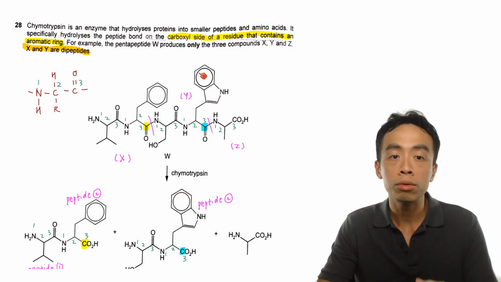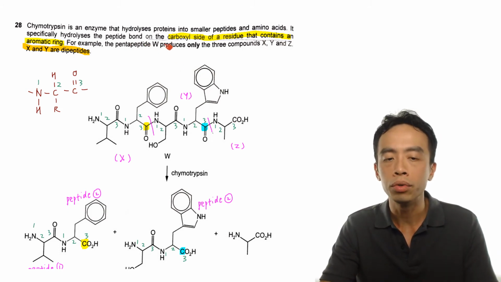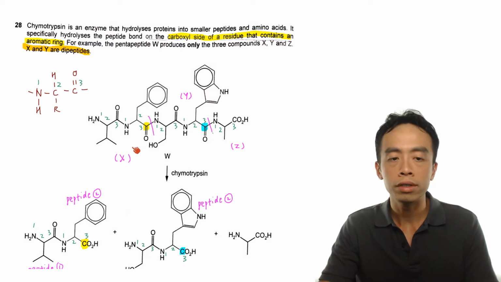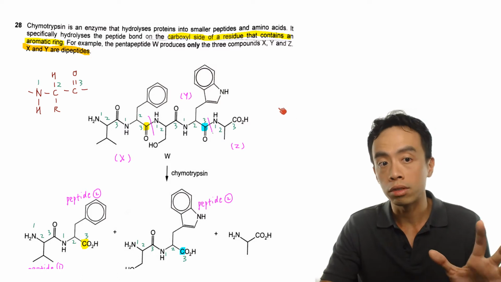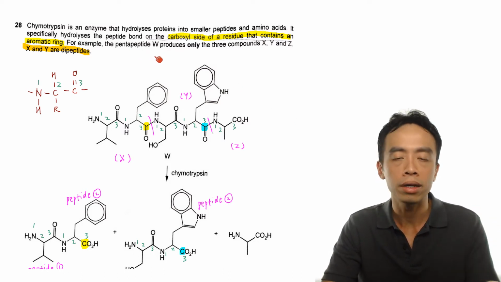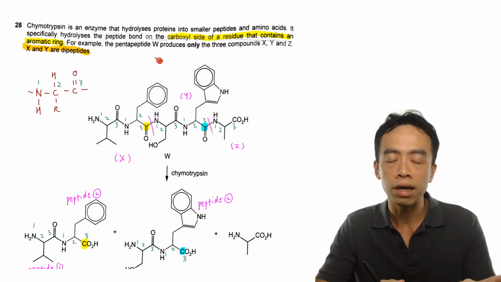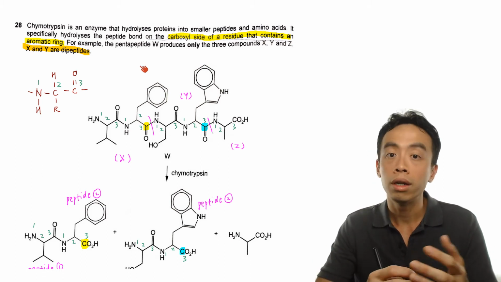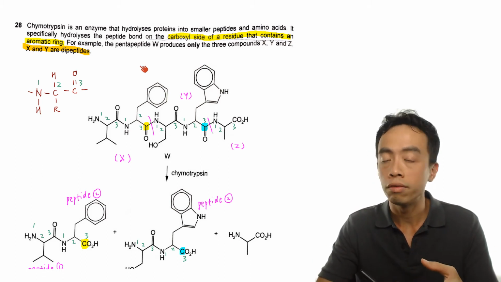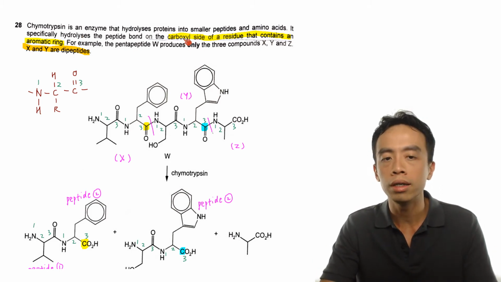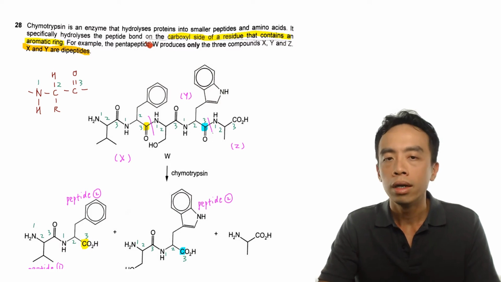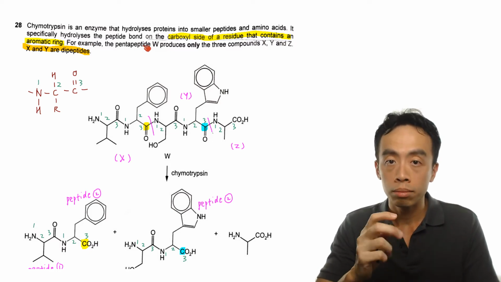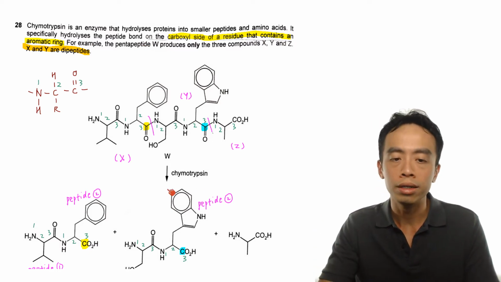So if the question tells me that I have a pentapeptide W, then what I will do first is I will try to look out for my position 1, 2, 3, 1, 2, 3, five times, because altogether, this pentapeptide is made up of 5 amino acids joined together. Then after that, we will consider the activity of chymotrypsin, which is targeting the acid side or the carboxyl side of a residue that contains the aromatic ring. But let's find out the position 1, 2, 3 in W first.